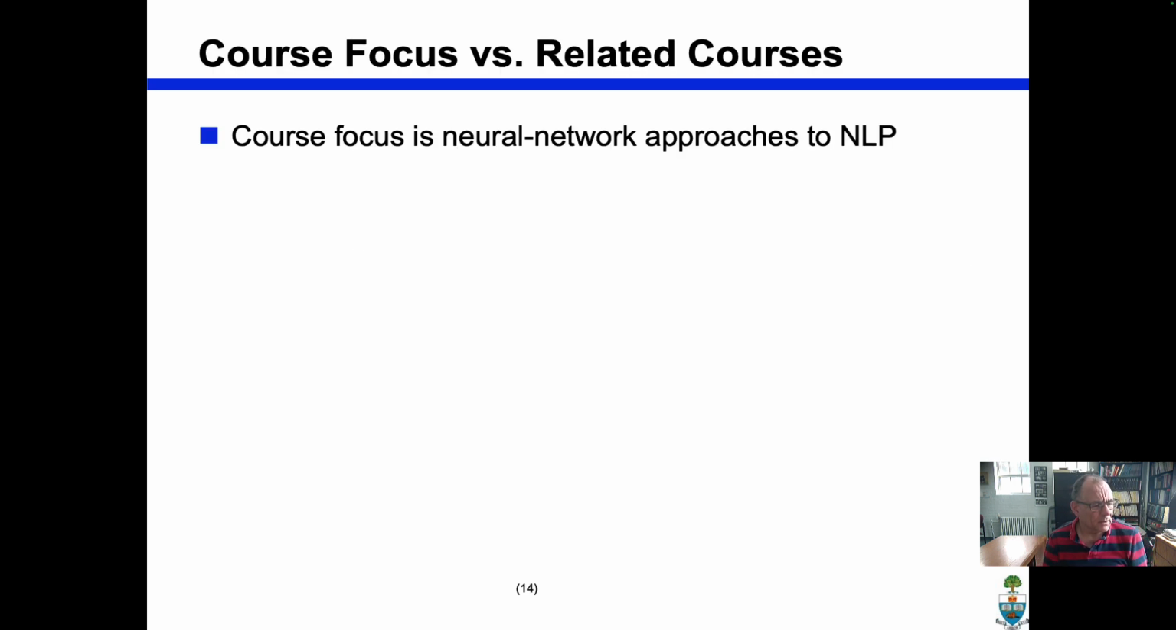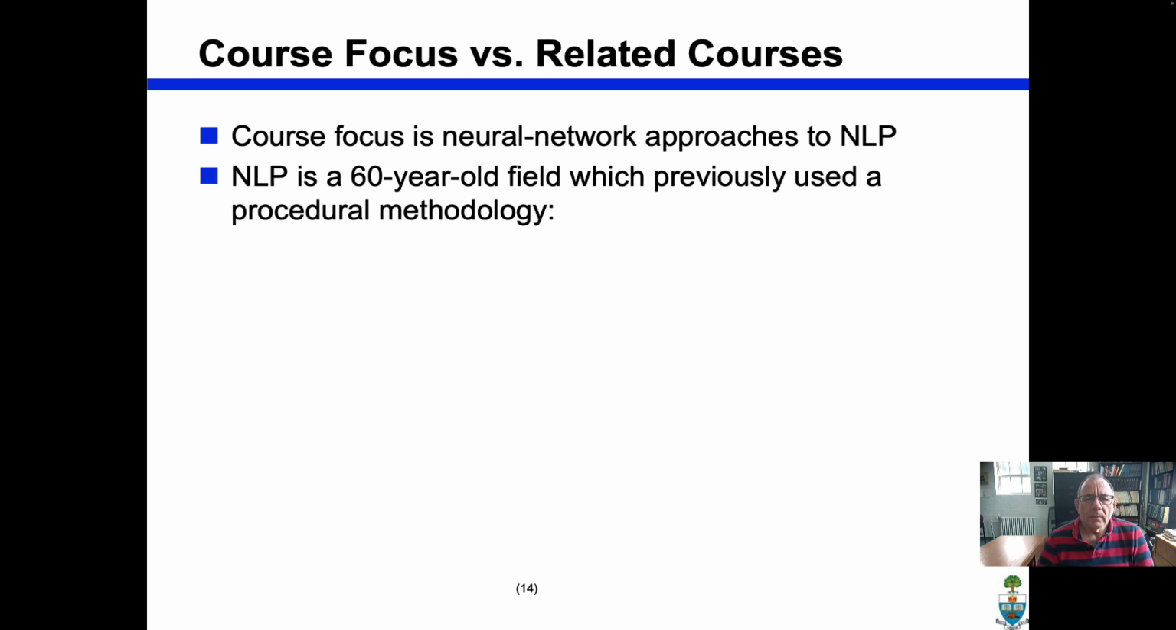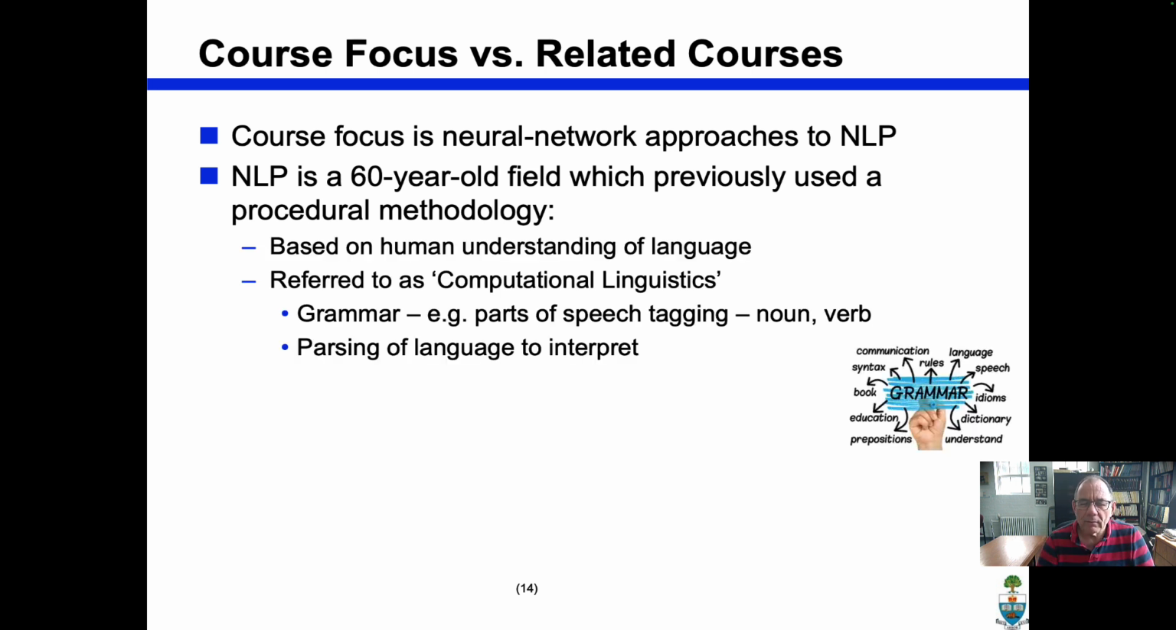Now let me talk about a few of the related courses and the focus of this course, so you get some sense of where it sits in the set of offerings here at U of T. Our focus is on neural network approaches to NLP. But NLP, natural language processing, is a 60-year-old field which previously used, let's call it a procedural programming methodology, that ordinary, functional, step-by-step procedural programming. And it was based on a human understanding of language, and it has been referred to as the field of computational linguistics, although now that's come to cover everything.